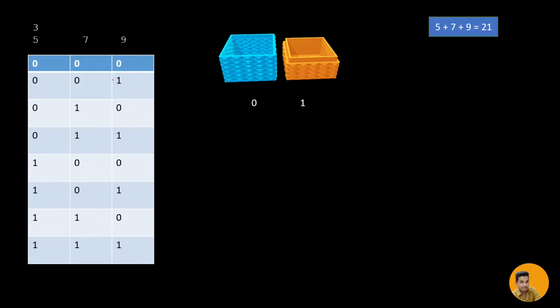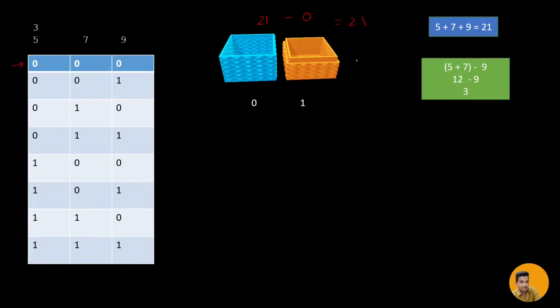So as in the first example, we have 0, 0, 0. That means we will put all the apples in the blue one. So 21 minus 0, because we are not putting anything in the other, there is no 1. So there will be 21. Now in the second one, 0, 0, 1, that means we are putting 5 and 7 in this one. So 5 plus 7 is 12, and 9 we are putting in this crate. So the difference is 3. So till now the minimum is 3.